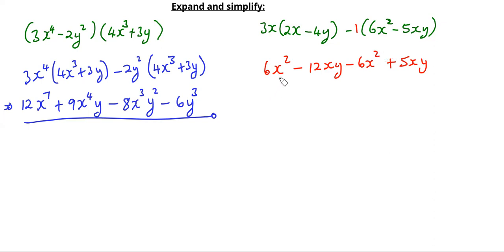Okay. Then here, what are we going to get? We can see that we have 6x squared minus 6x squared. This is going to cancel. Then here, minus 12xy plus 5xy. So we're going to have 7. So here it is going to be minus 12 plus 5. So our answer there is going to be minus.